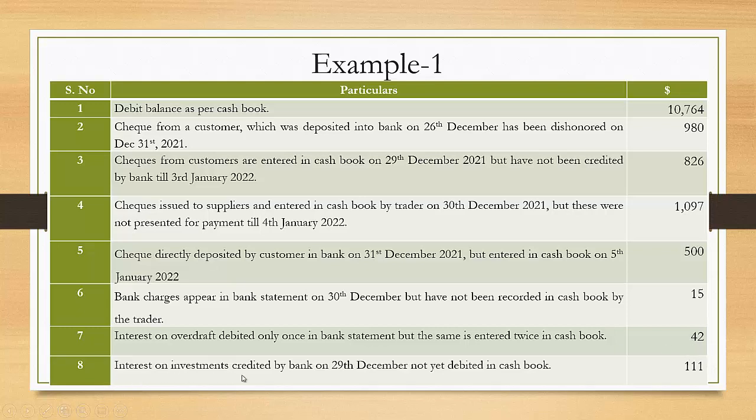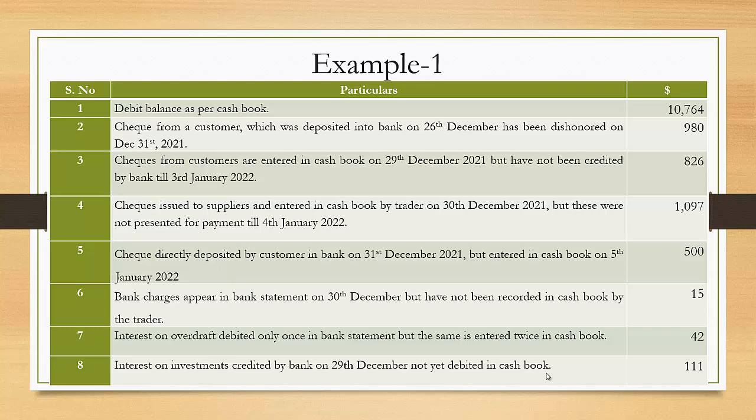And number 8, interest on investment credited by bank on 29th of December, not yet debited in cash book. So similarly, the company might have some saving accounts or some investments in the bank, and the interest is credited in the bank account. When it comes to the knowledge of the company, they will have to add this amount in their cash book.